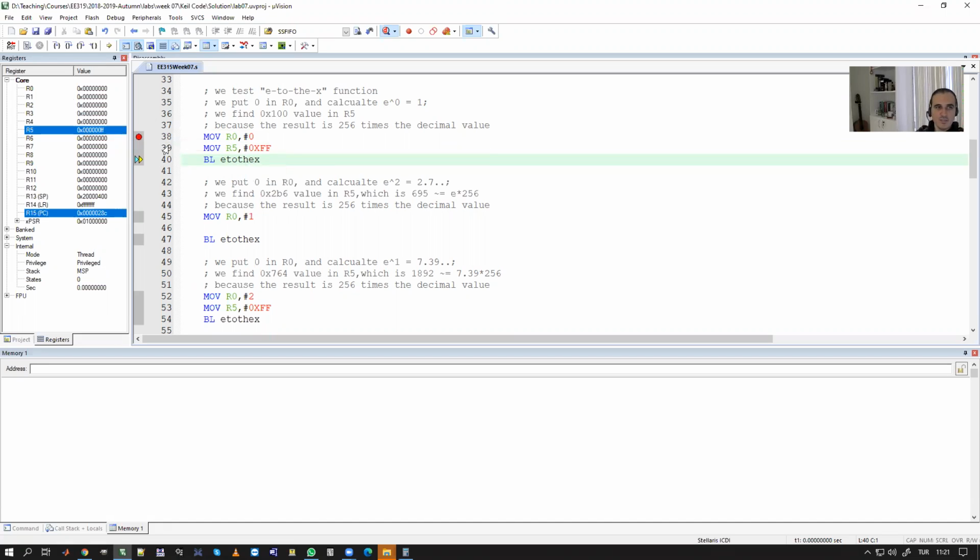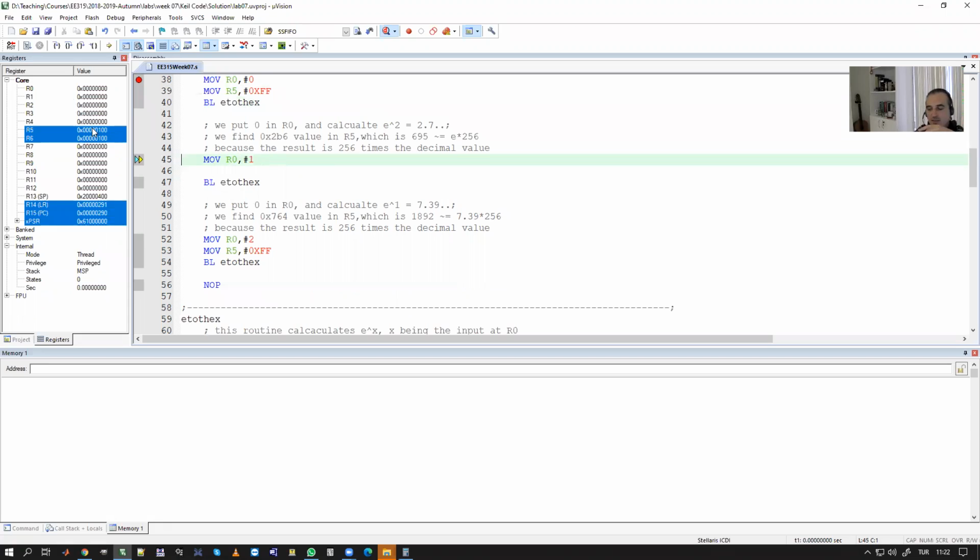What do I have in R5? In R5, I have this value. Remember this? We talked about this. So the value at R5 after the function is run is this, guys. I don't write the other one. So this is, guys, in decimals, 256 times 1. So yes, e to the 0 is equal to 1. That was the definition of the function, and we had what we wanted to have.